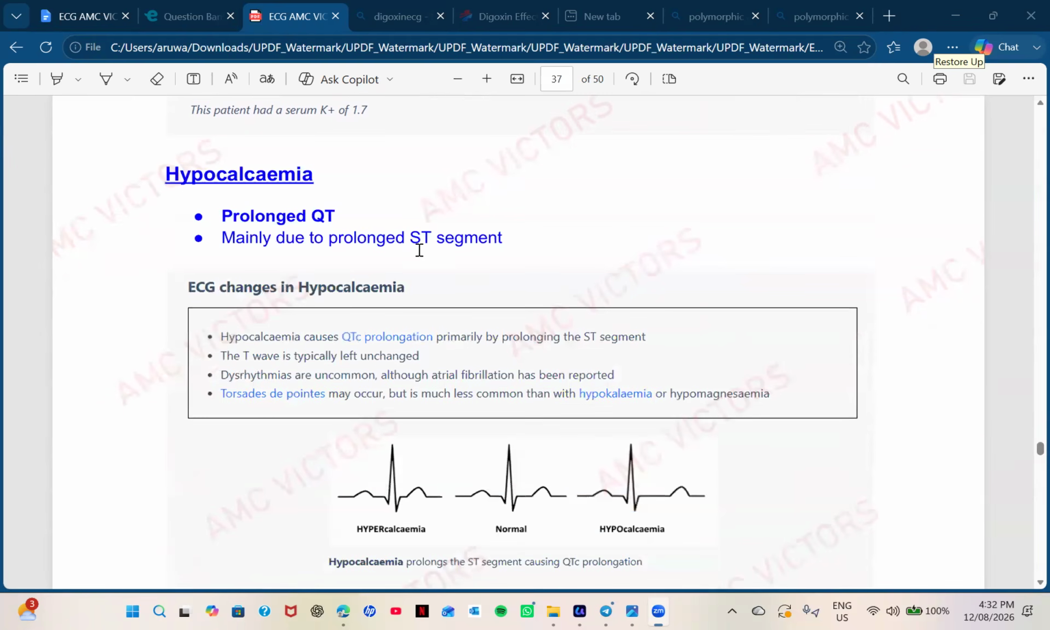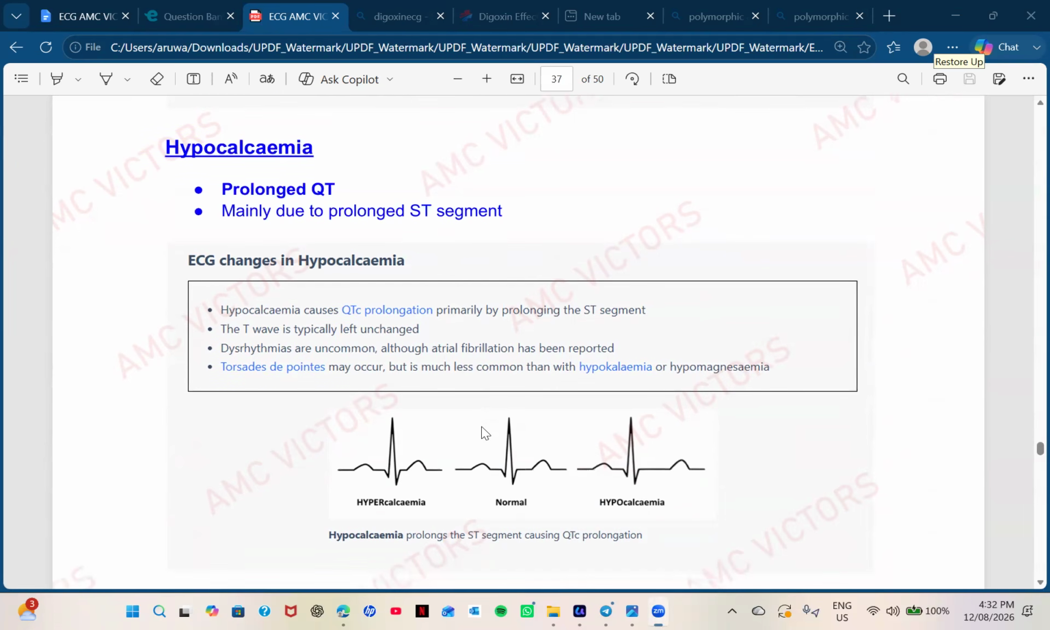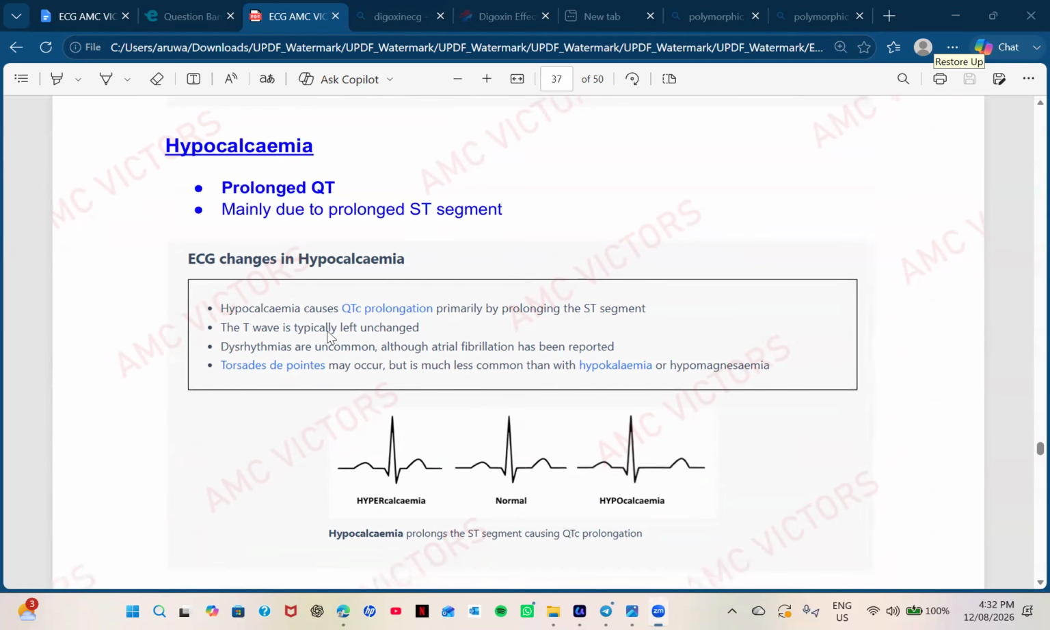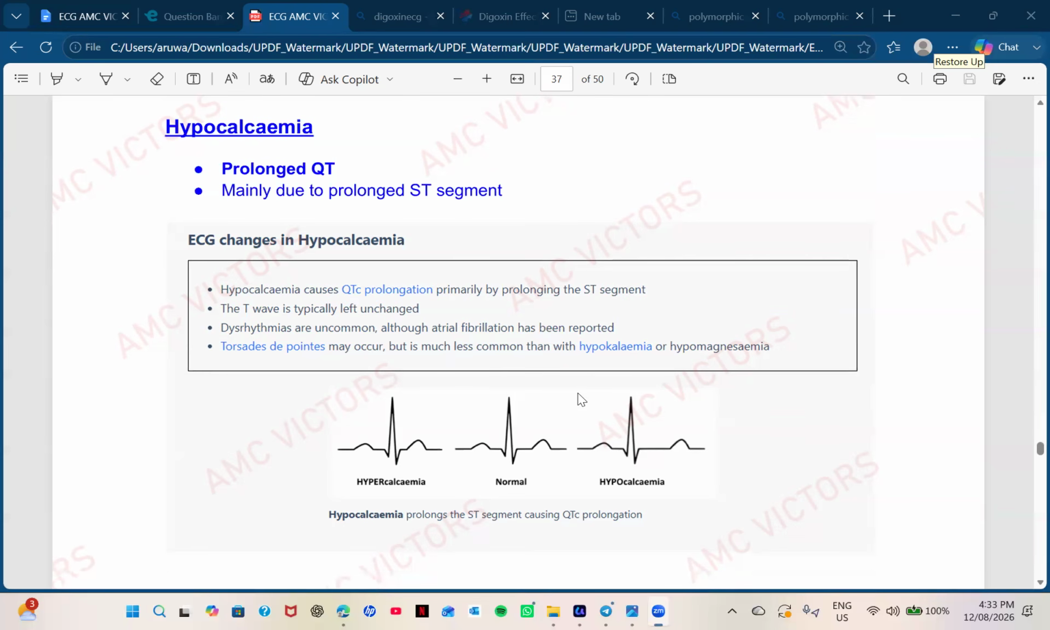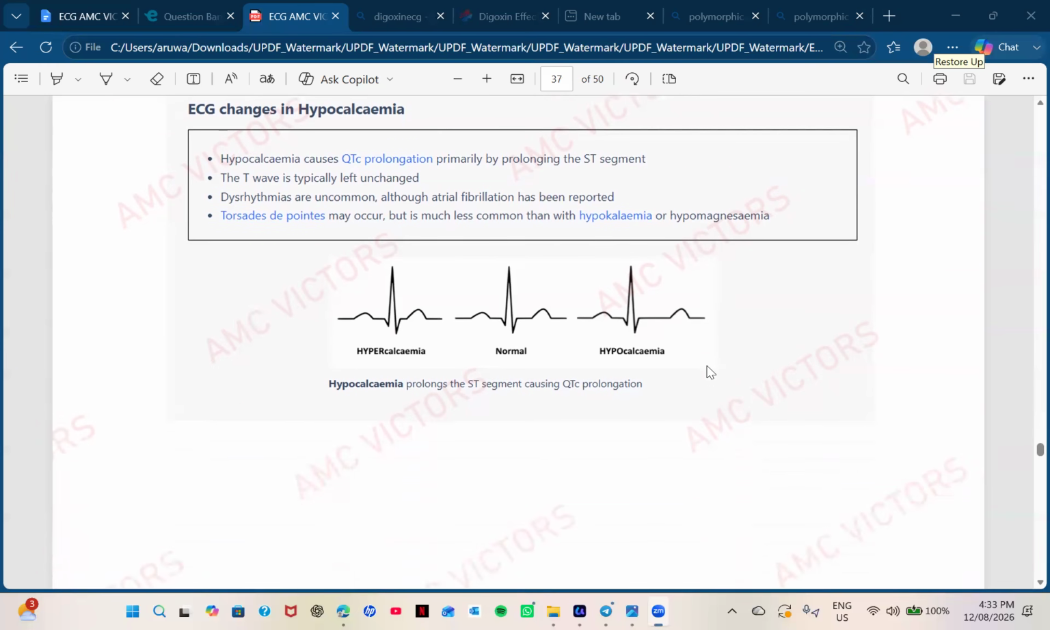So how does hypocalcemia present, doctors? Hypocalcemia causes QT prolongation, primarily by prolonging the ST segment, right? The T wave is typically left unchanged. Arrhythmias are uncommon, although atrial fibrillation has been reported. Torsades de pointes may occur, but is much less common than with hypokalemia or hypomagnesemia.